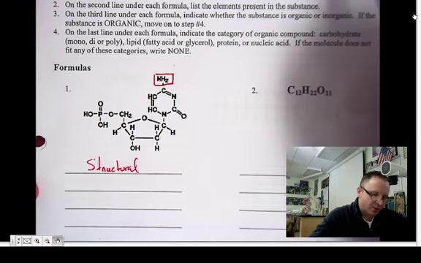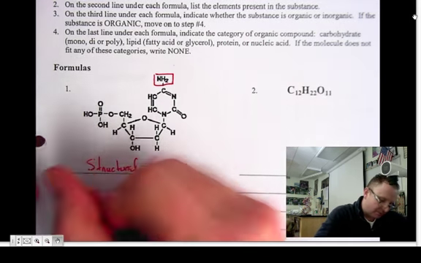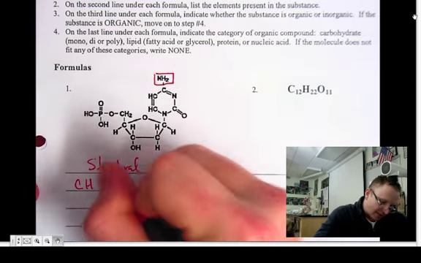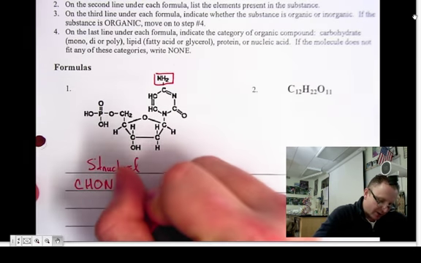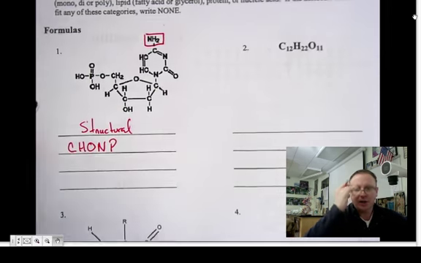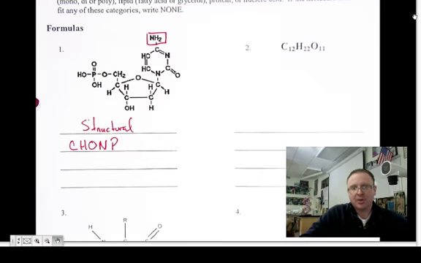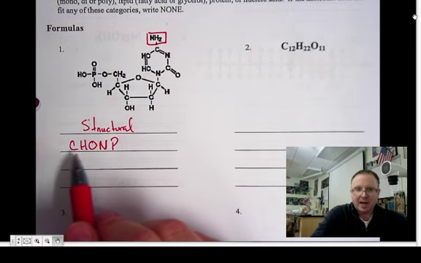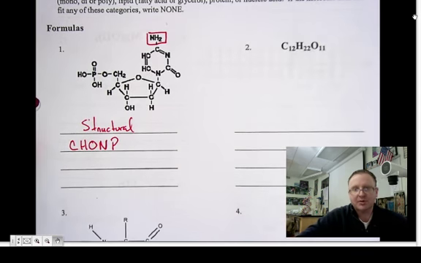Okay, the next thing we need to do is write down the elements that are present in this substance. So I see carbon, and I see some hydrogen and oxygen. Obviously there's nitrogen from that amino group, and I also see phosphorus over here. So I have 5 out of the 6 major elements that are found in organic molecules. On the third line, we're going to indicate whether it's organic or inorganic. This molecule is organic because it's built on a hydrocarbon backbone that's carbon and hydrogen together, and it also has oxygen, nitrogen, and phosphorus. So this is a great example of an organic molecule.